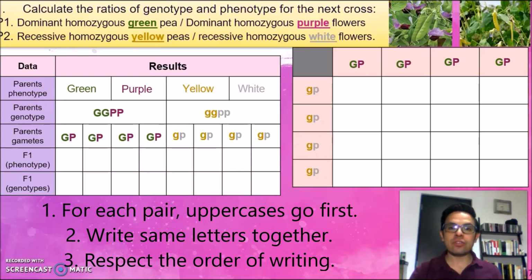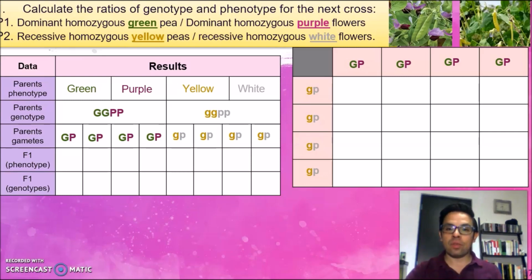And finally, if you start writing G's at the beginning of your combinations, then you continue writing G's until you finish the Punnett square. So for the first square, we're going to have G uppercase first with G lowercase, G's together, P uppercase first and then P lowercase, P's together. This will be the genotype for the first square.